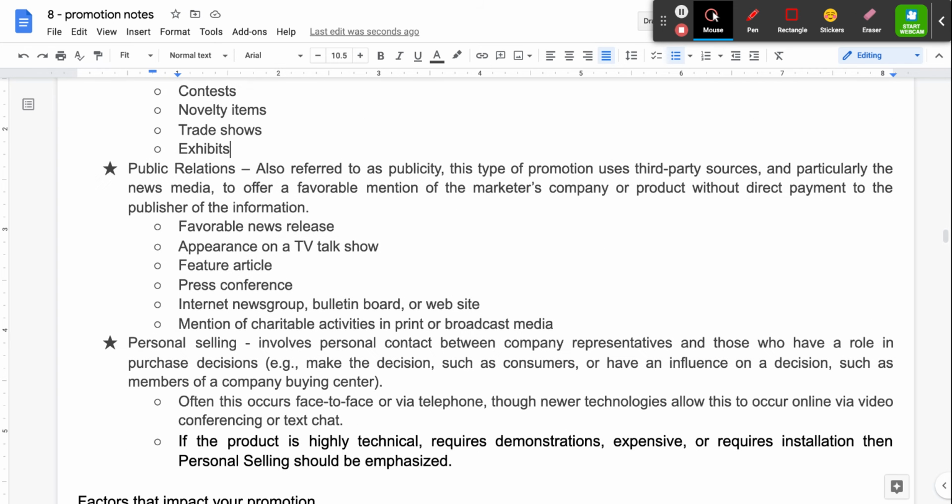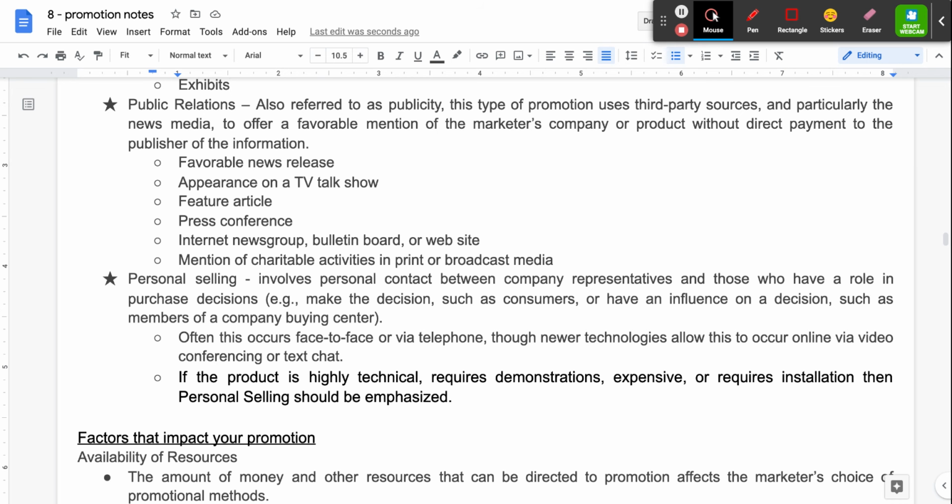The next one that we talk about is public relations, also referred to as publicity. This type of promotion uses third party sources and particularly the news media to offer a favorable mention of the marketer's company or product without direct payment to the publisher of the information. So with public relations, we're looking for someone to write a nice article about us. The downfall of this is we don't control what's being written in that article. So that's the difference between advertising, where we control the message, we control everything about it, and public relations, where we don't control quite as much.